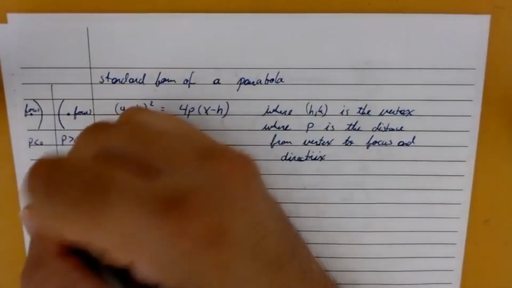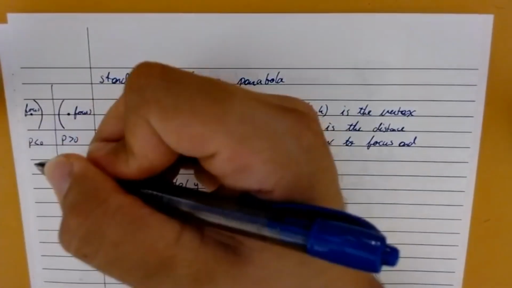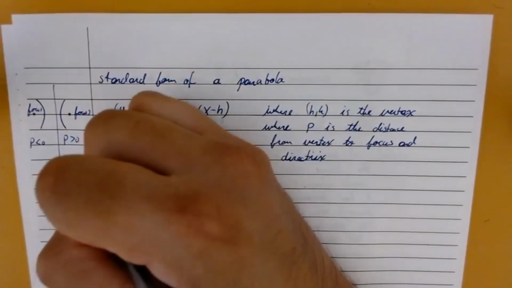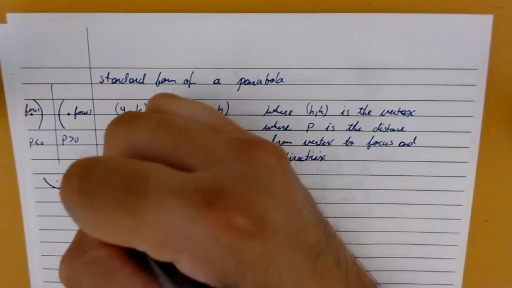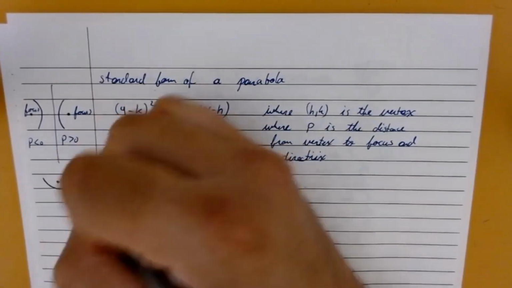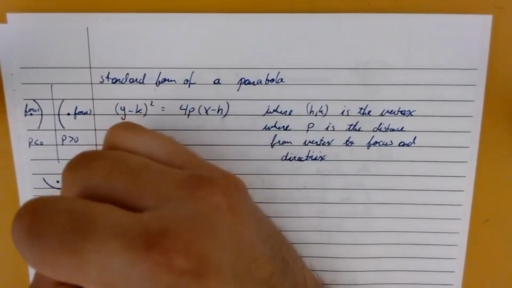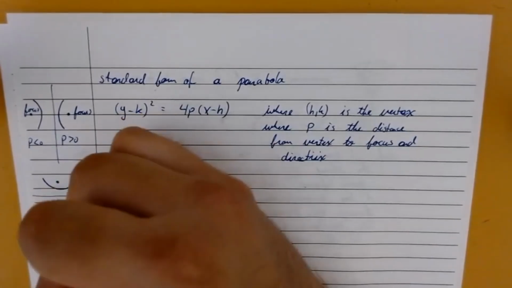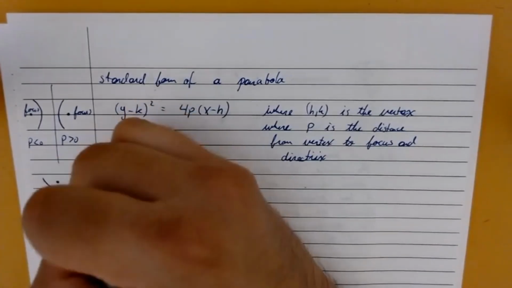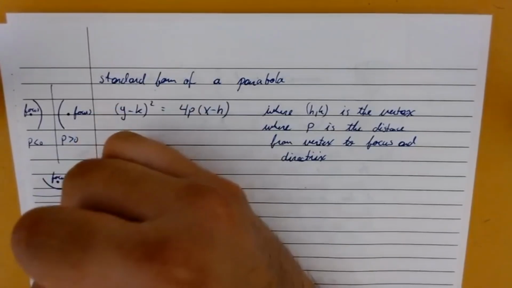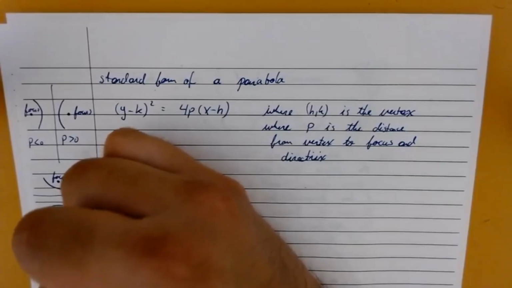In this case, if p is positive, then your focus is above the vertex, so the parabola opens up. On the other hand, if p is negative, then your focus is below the vertex, which means the graph opens down. Like that.